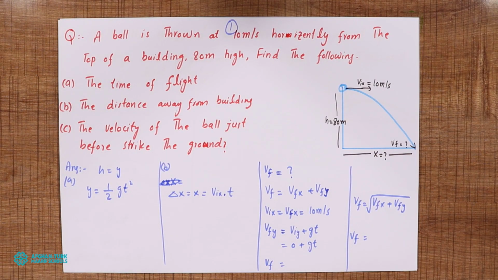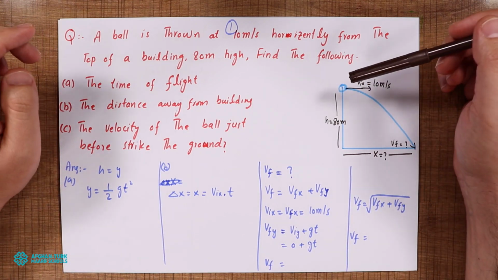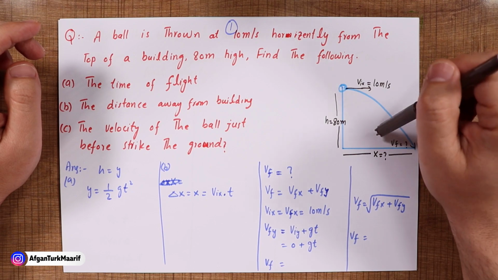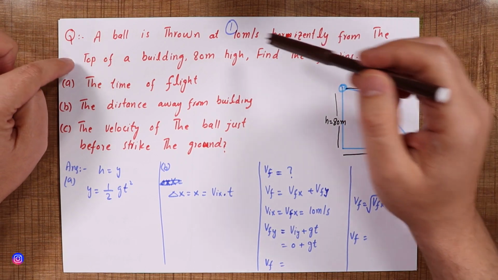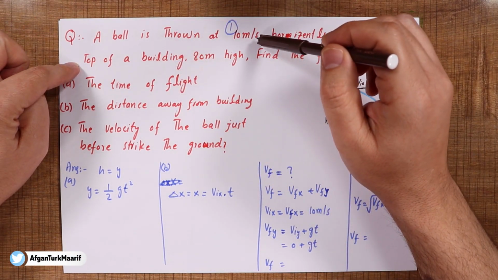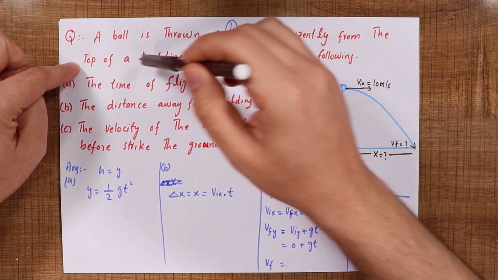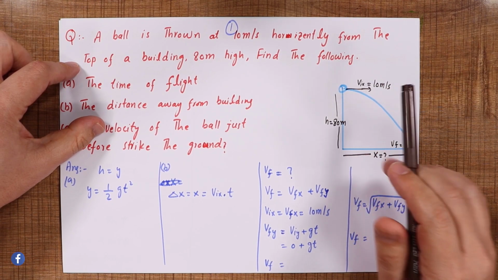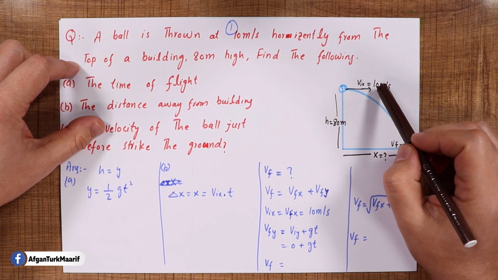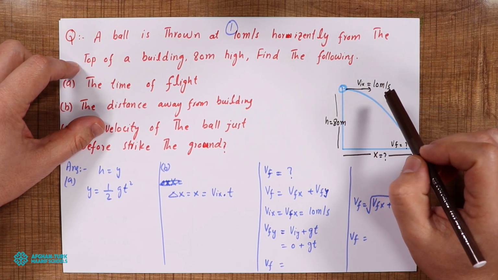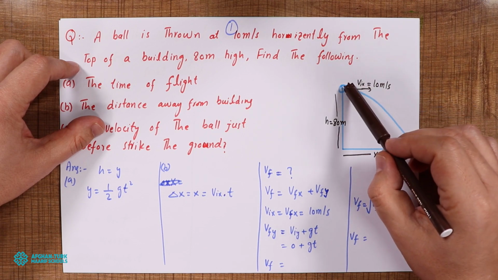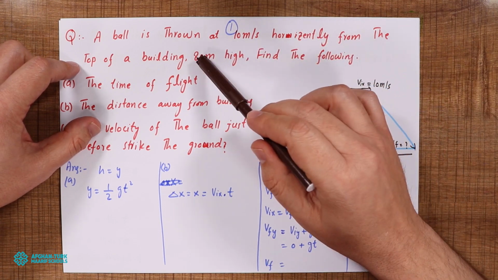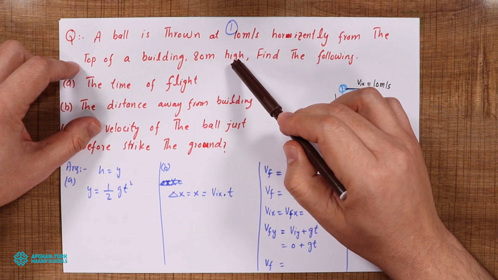Here, if you watched the first video, this is about the special case question. They ask that a ball is thrown horizontally from the top of a building. Let's suppose this is the building, and a ball is thrown with a speed of 10 meters per second from here. After some time it will start the projectile motion. The building height is 80 meters.